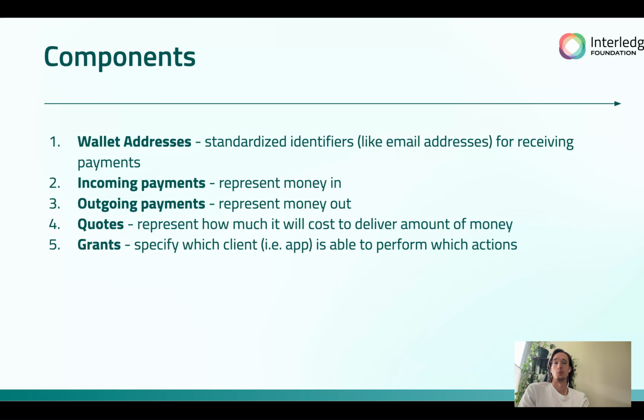Incoming payments represent money coming into your account. Outgoing payments represent essentially pulling money out of your account, or spending the money. Quotes represent how much it will cost to deliver a certain amount of money, including the foreign exchange if you're sending between an incoming payment of one currency and an outgoing payment in another. And finally, we have grants, and grants essentially specify which client, for example, platform or app, is able to perform which actions on your account. So they codify what access to what resources each client has.